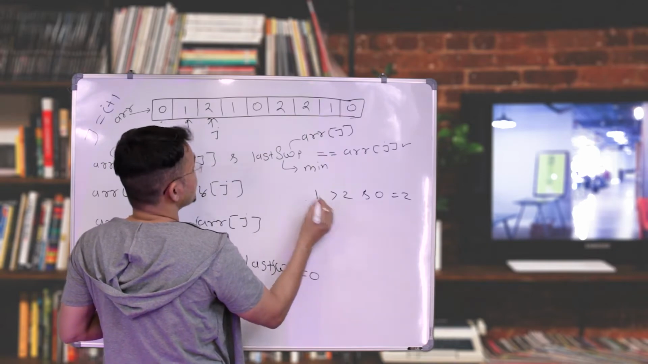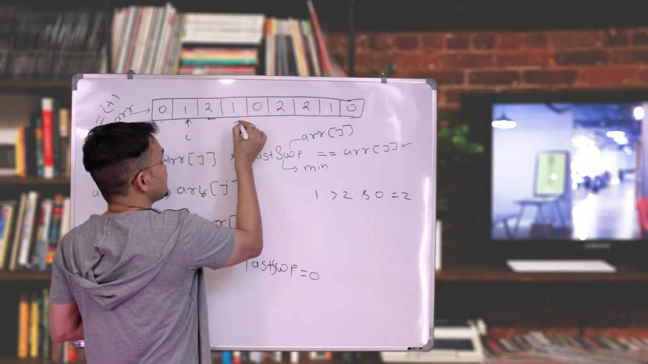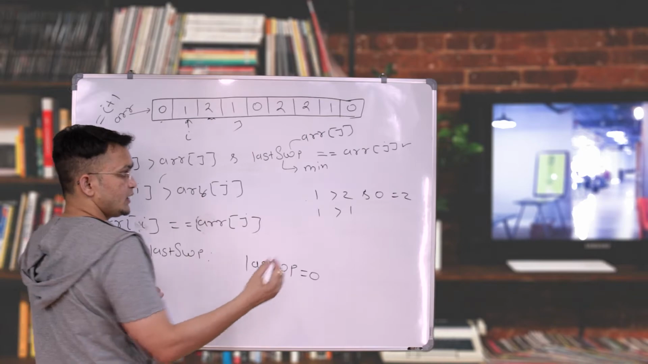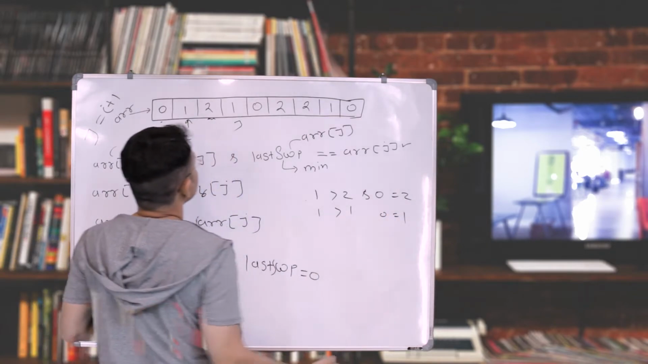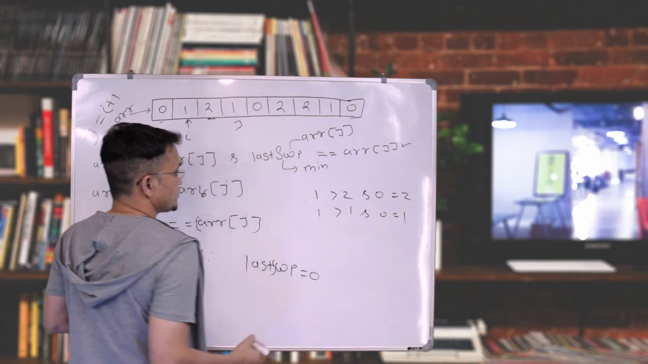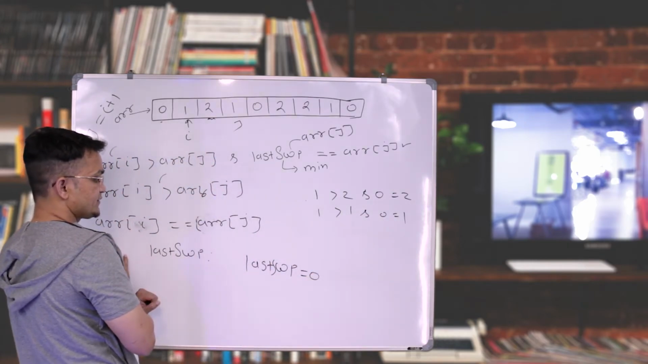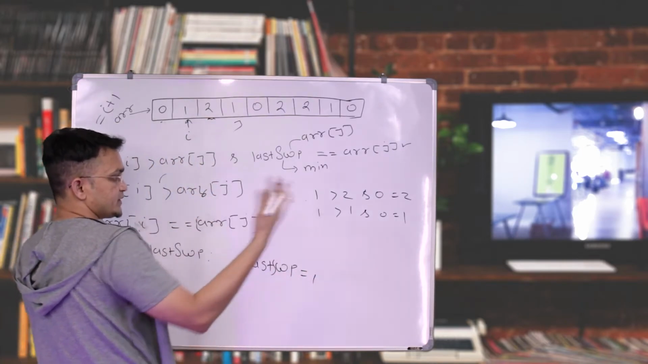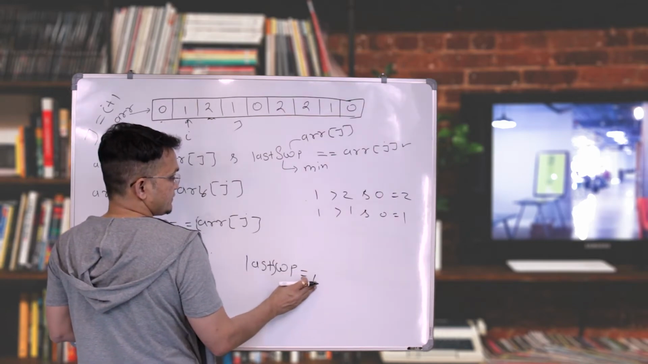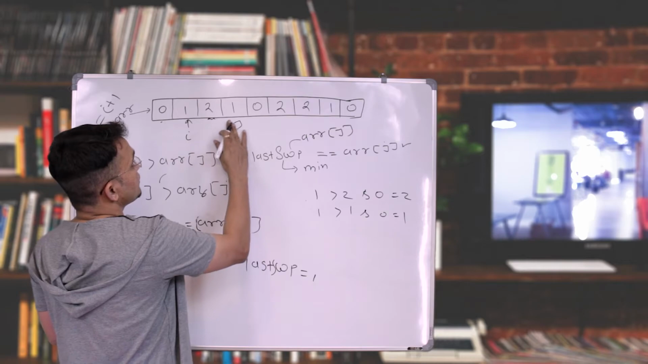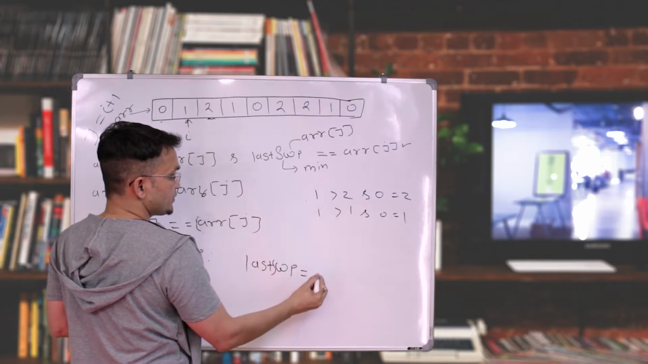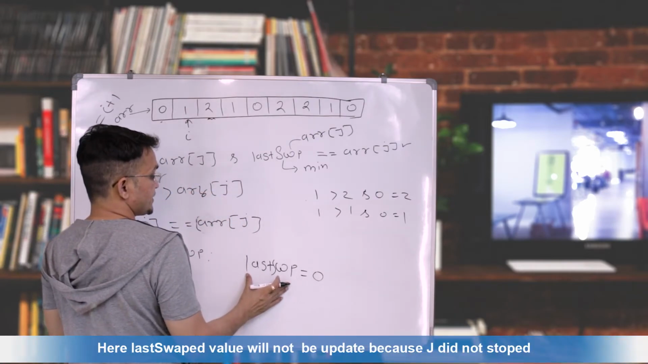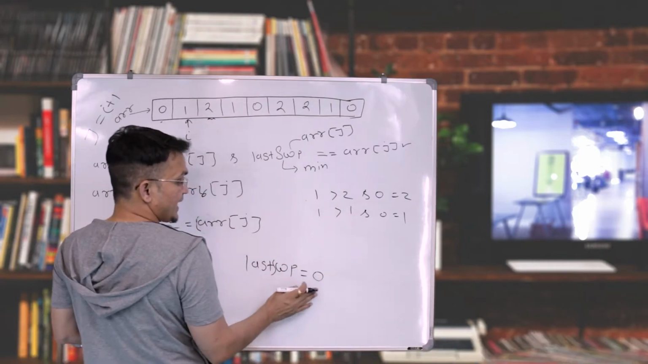Now next thing, I am going to increment the j. So j will come over here, so 1 greater than 1? Okay, and same thing with this one, correct? So over here no condition is satisfied, only this condition is satisfied. So this value won't get changed over here. This value will stay as it is, because I'm not swapping anything.